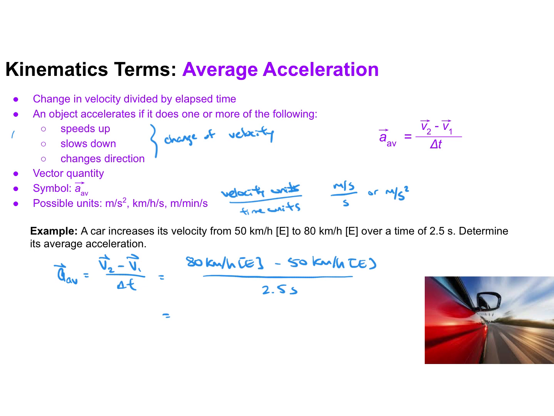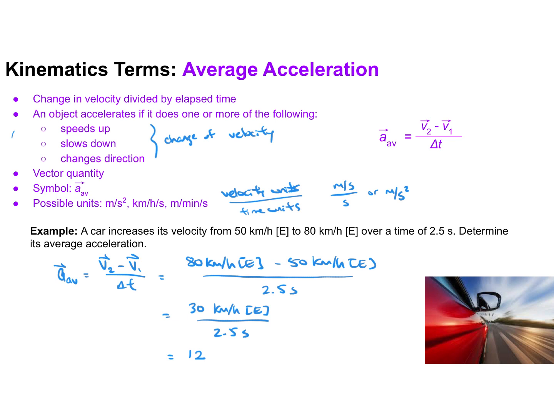You do have to be careful that you put numbers in the right order. It's 80 minus 50, not 50 minus 80, because it's V2 minus V1. All right, so we'll calculate that. I'll do it in steps. 80 minus 50 ends up being 30, and I have to divide that by 2.5. Let's see, can I do that with mental math? I think so. I think that would be 12.